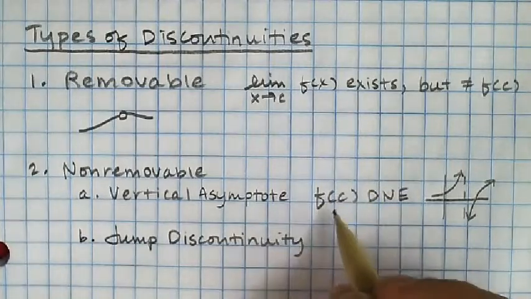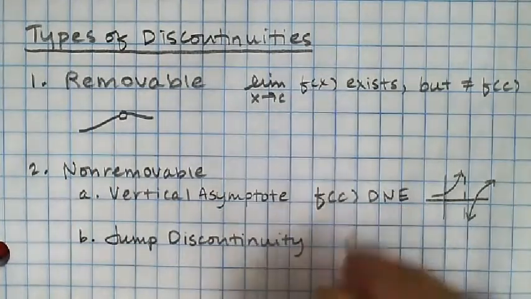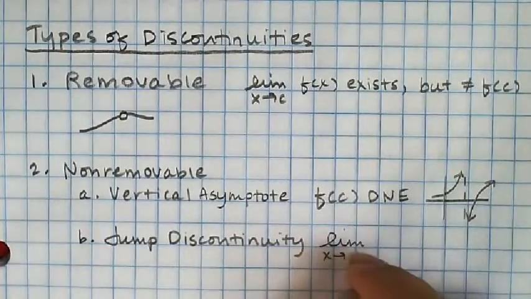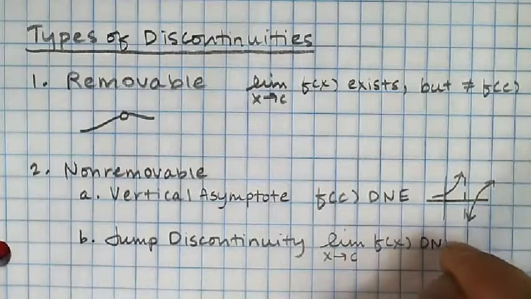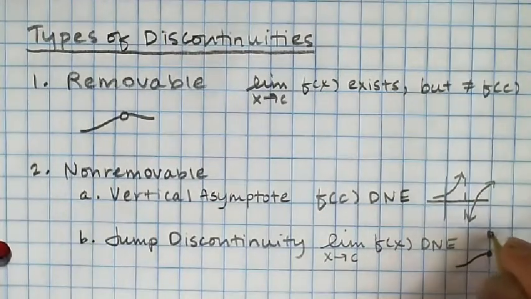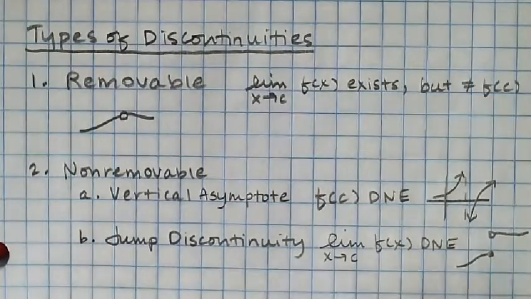And f of c doesn't necessarily not exist, but I know for a fact that the limit won't exist in that case. So that's kind of the hallmark of a jump discontinuity. And it is certainly possible that f of c would not exist at a jump discontinuity.